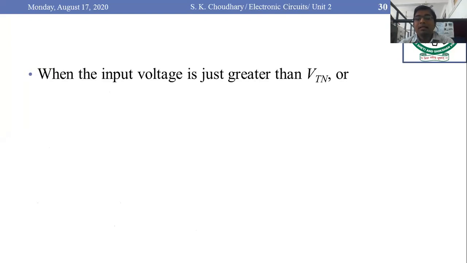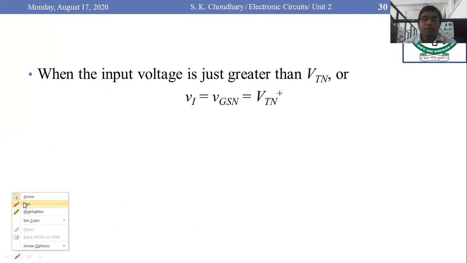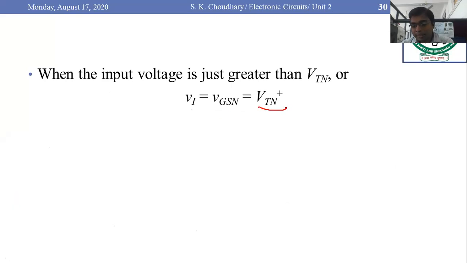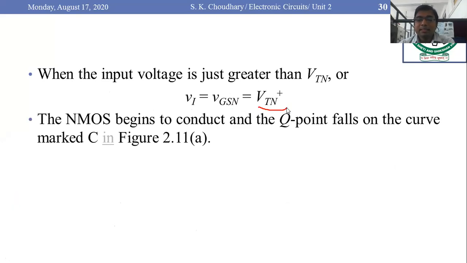Now we will see the intermediate conditions between logic 0 and logic 1. What other intermediate conditions could be possible? When the input voltage is just greater than the threshold voltage, it is represented as Vi equal to VGSN equal to VTN plus, meaning it is a little bit more than the threshold voltage. When you increase this input voltage a little above the threshold voltage, the NMOS begins to conduct. And when the NMOS begins to conduct, what happens?